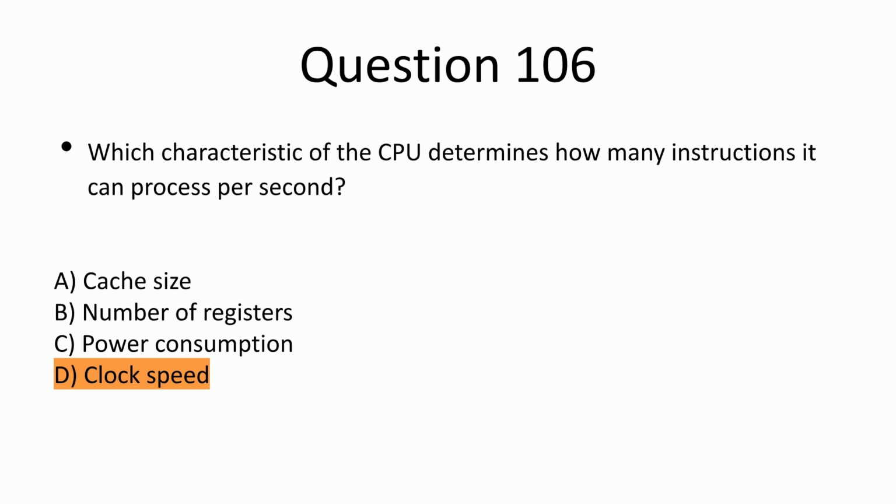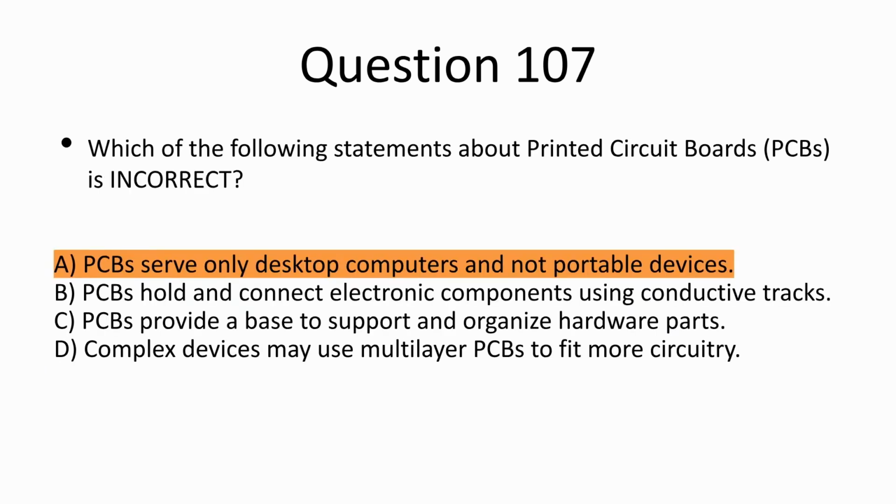The characteristic of the CPU that determines how many instructions it can process per second is D. Clock speed. Question 107. Which of the following statements about printed circuit boards, or PCBs, is incorrect? The incorrect statement is A. PCBs serve only desktop computers and not portable devices.